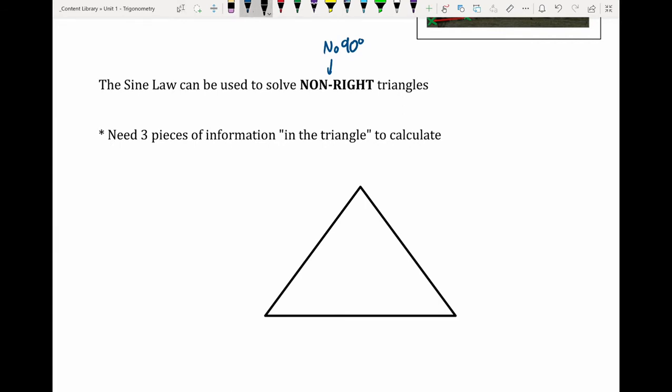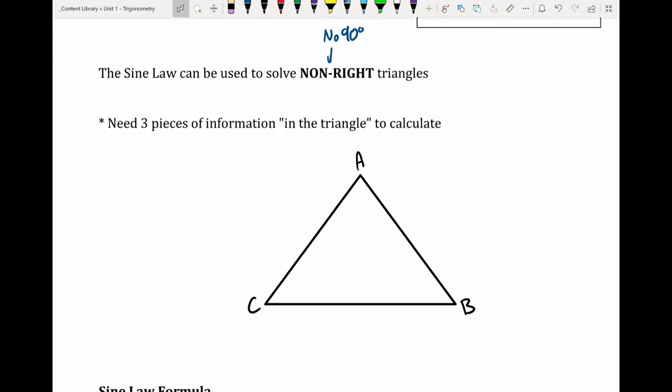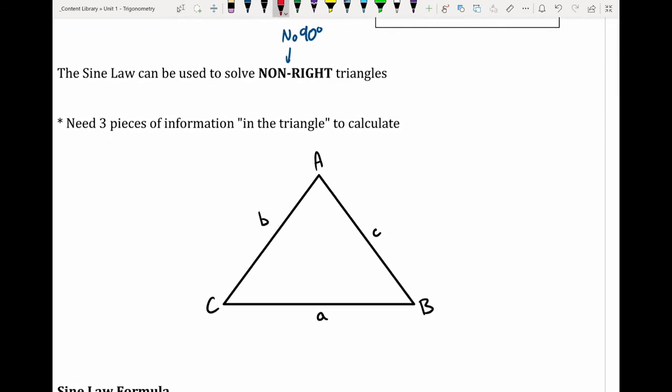I'm going to go through and label this triangle. I'm going to label all the points A, B, C, and these capital letters are going to refer to the angles. Then I'm going to use lowercase letters to refer to the complementary sides. In this case, we have lowercase a for side A, lowercase b for side B, lowercase c for side C. And you can see that the A's, B's, C's are all across from one another. That's important, remember.